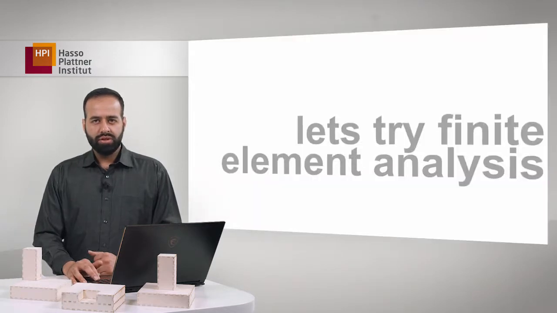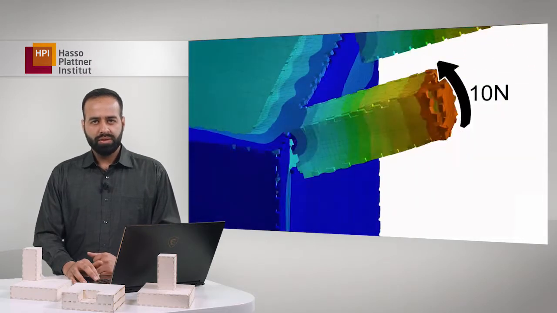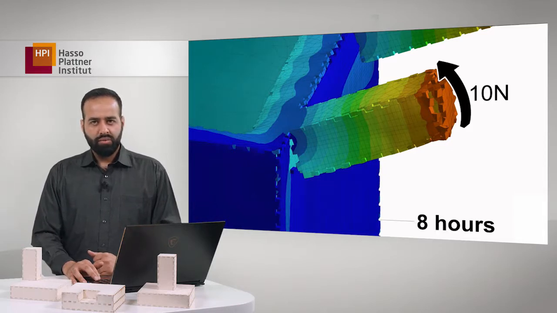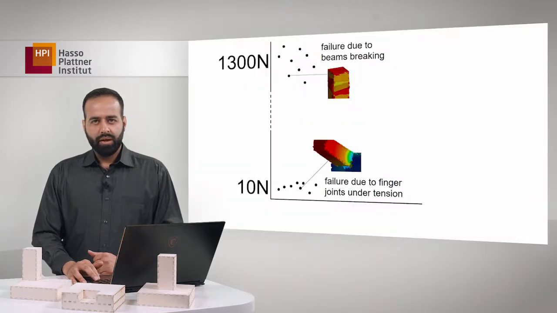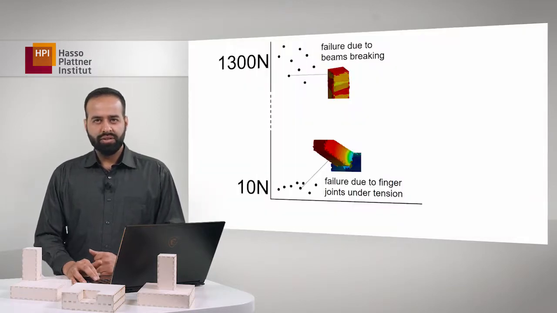So to find these structural issues, we first tried the go-to technique, finite element analysis. And we got some results. For example, we now know that at 10 newtons, the handles start to break. But the problem is that finite element analysis, in case of the wheelbarrow, took 8 hours, which fails our second requirement.